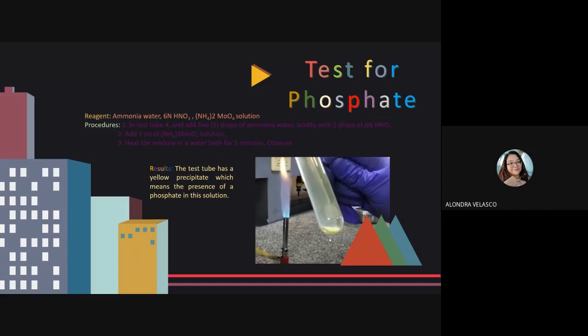The procedures for this test are: number 1, in a test tube, add 5 drops of ammonia water, acidify with 2 drops of 6-normal nitric acid. Number 2, add 1 ml diammonium molybdate solution. And then number 3, heat the mixture in a water bath for 5 minutes and then observe. The result of this test, as we can see on our screen, is a yellow precipitate, or the solidifying of some particles in a solution because of the chemical reaction in the test tube, which means there is the presence of phosphate in this solution. Next, please.